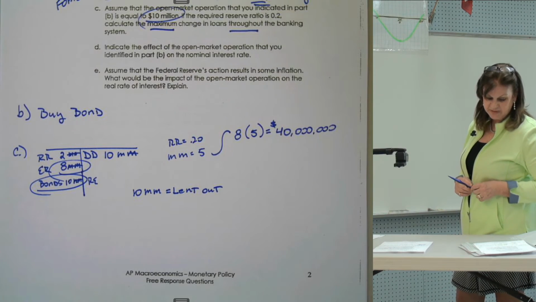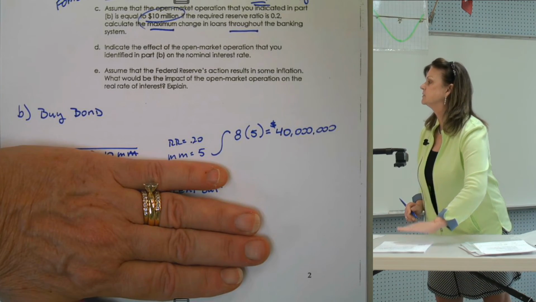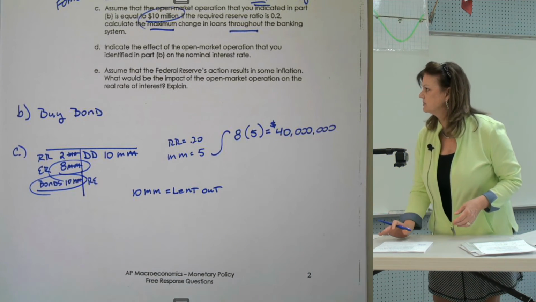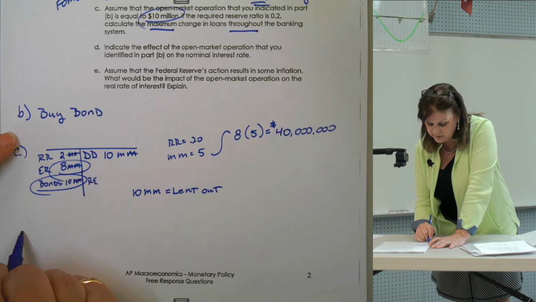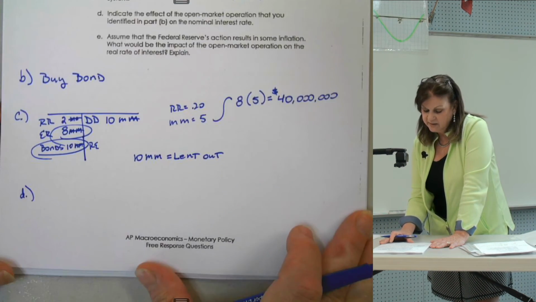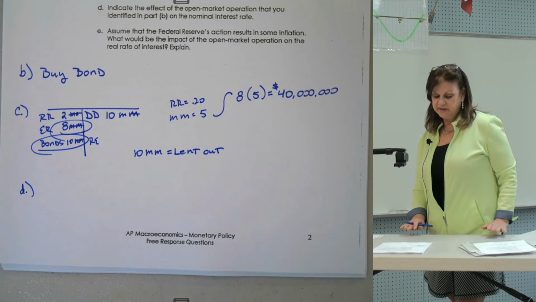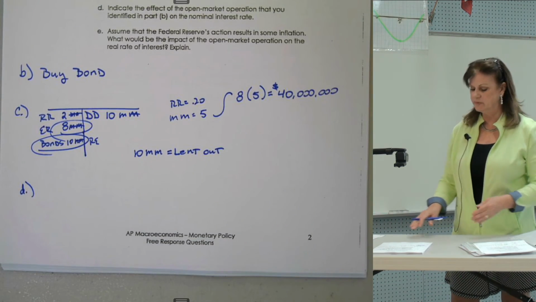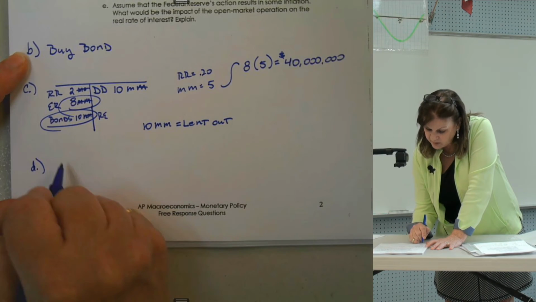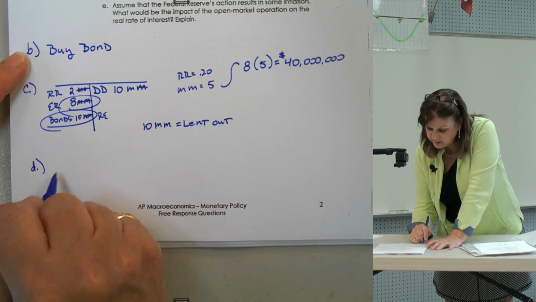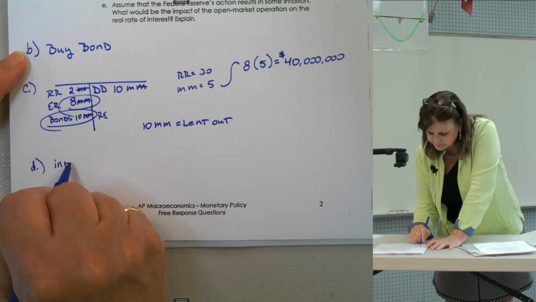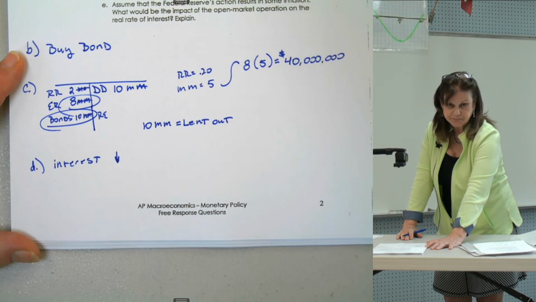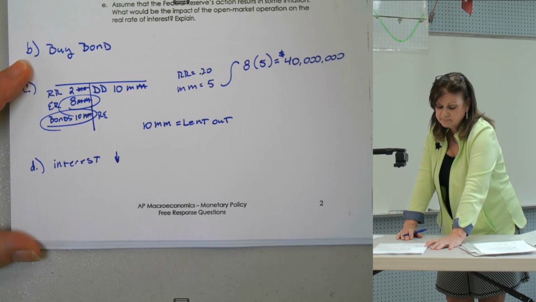They don't ask you to explain any of that, so if you left all of this out, you'd be fine. All you have to show is $40 million. I need to work through the problem, so I can't do that without writing it down. All right. Indicate the effect of the open market operation that you identified in B on the nominal interest rate. Well, what's going to happen? There's more money coming into the system, so what's going to happen? The price of money is going to go, it doesn't even ask you to explain, so the interest rate is going to go down, it's going to decrease. If there's more of it in the system, the interest rate is going to go down.